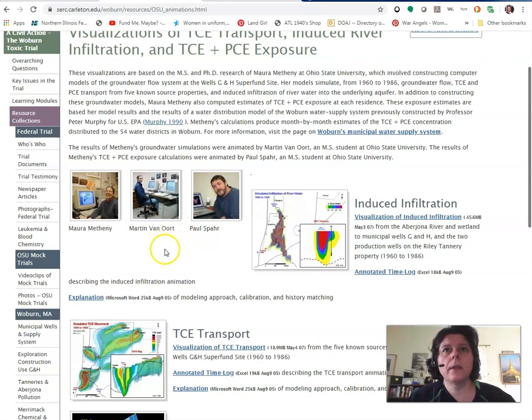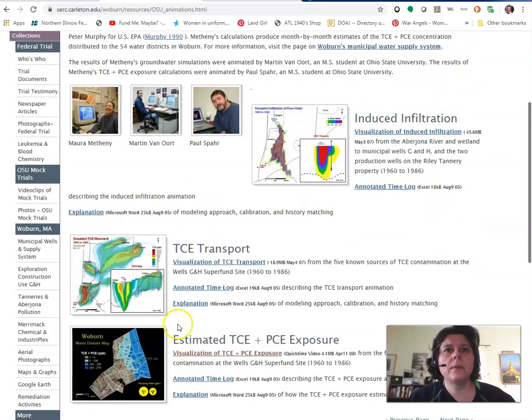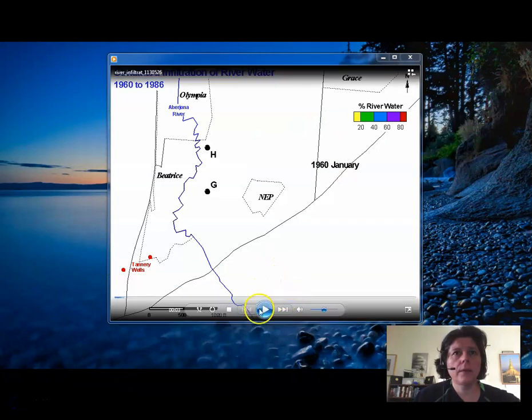One of the other things that they did was, so here's the PCE exposure to it. Here's a video showing the transport of it. Let's see if this will, oh, I don't want to do that one. I'm going to pause it for a second. Okay, so this first animation here, here's wells G and H, here's the tannery and Grace and everything else.